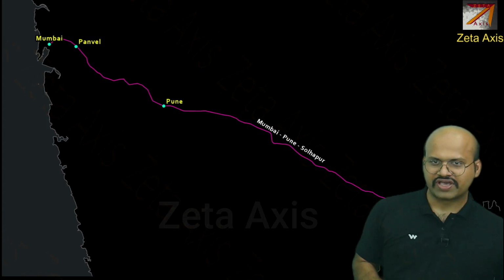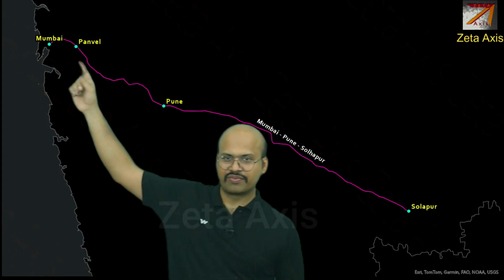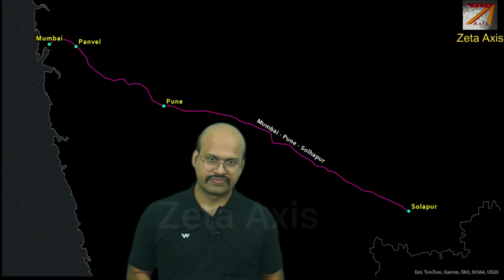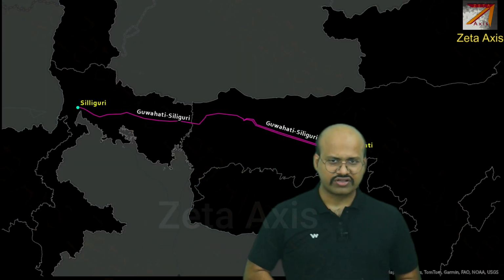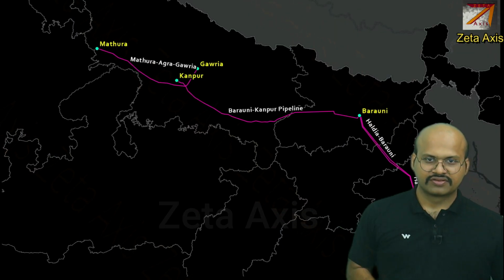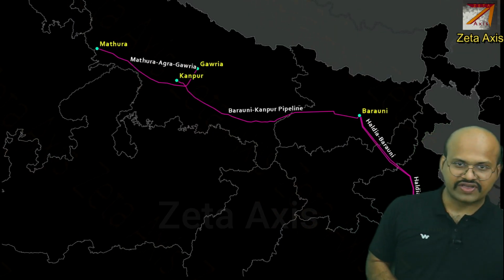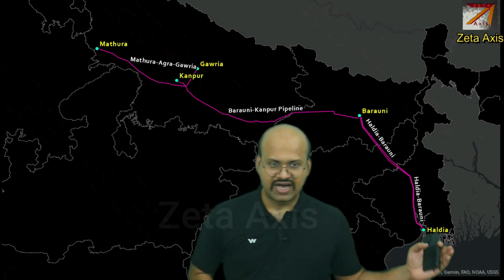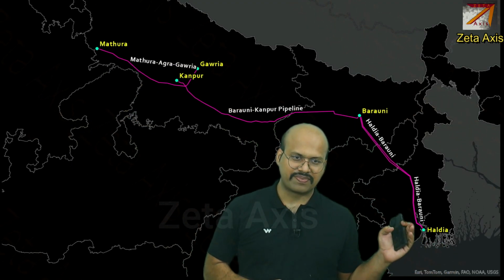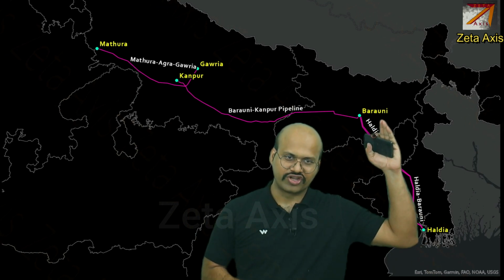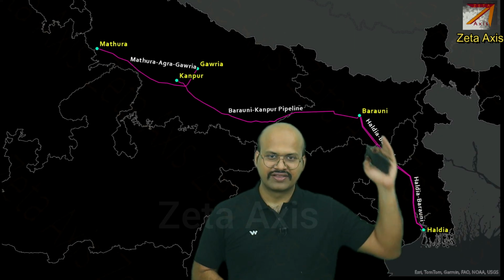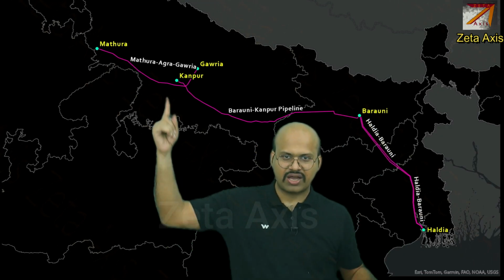In the west, we have a pipeline which starts from Mumbai, goes through Panvel, Pune, and then Solapur. And then in the northeast, we have the Siliguri to Guwahati pipeline. Again, in northern India, we have networks of pipelines which connect Haldia to Mathura. Here we can see that there is a Haldia Barauni pipeline. So remember, Barauni is also a refinery. So this pipeline connects Barauni refinery to Haldia. Then there is a pipeline from Barauni to Kanpur.